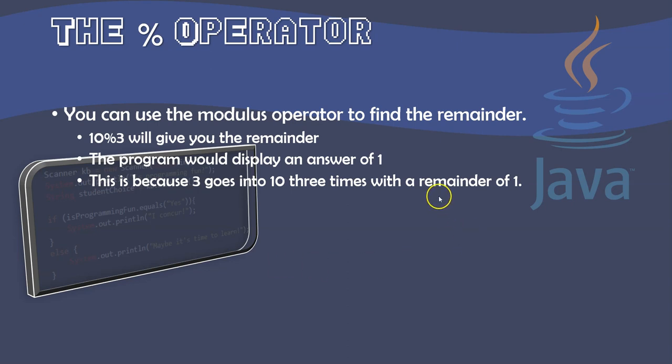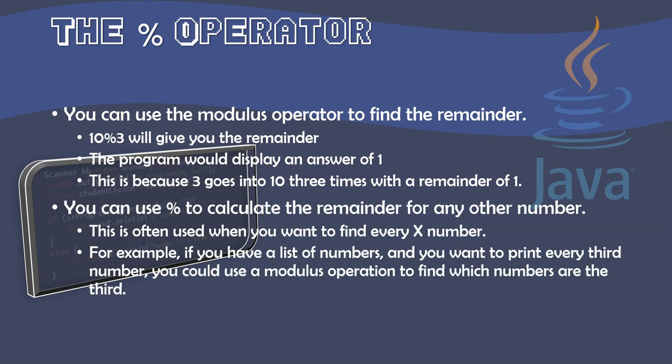And we know that this is going to be 1 because, again, 3 goes into 10 3 times with a remainder of 1. So that's very important to keep track of here. When we talk about modulus, we're simply looking at the remainder. We're not interested in the quotient. If we want the quotient, we'll just do regular integer division. Now, we can use modulus to calculate the remainder for any other number. We use 3 here, but this applies to any other number, whether it's 2, 4, 5, whatever.